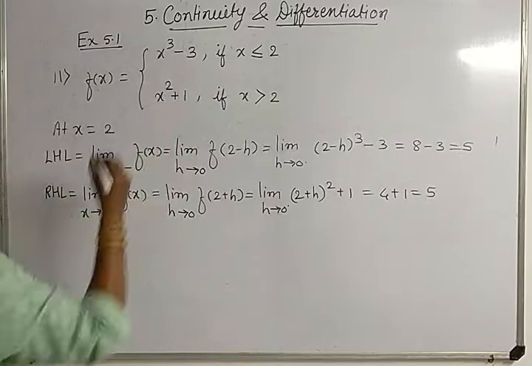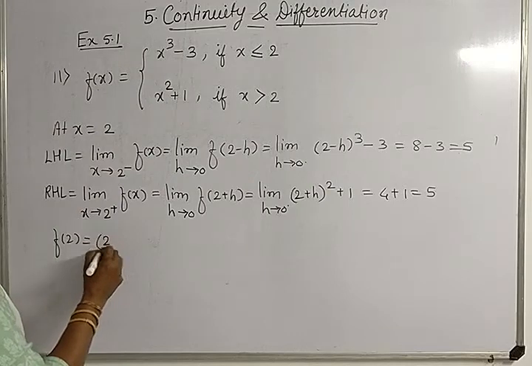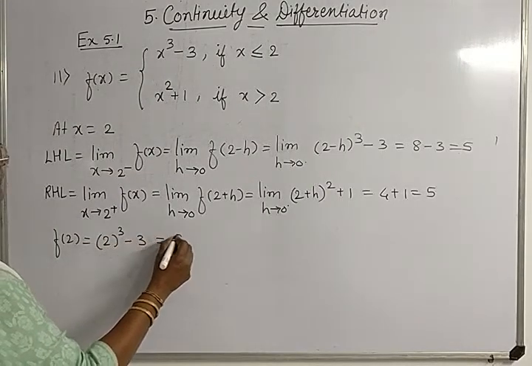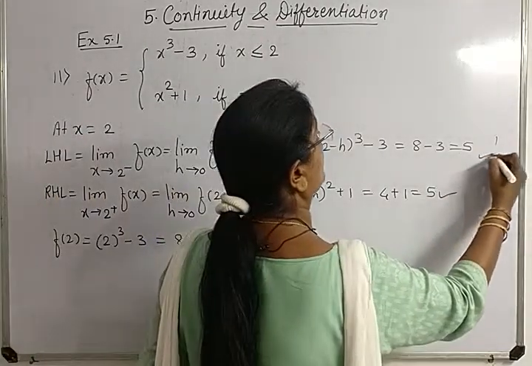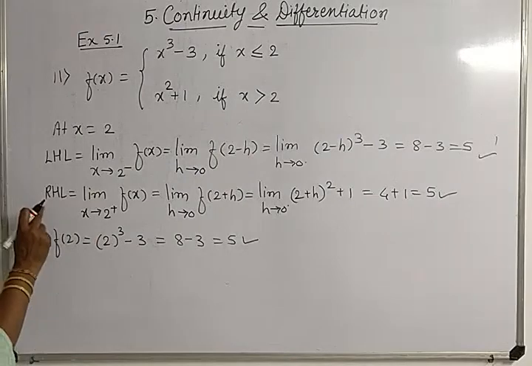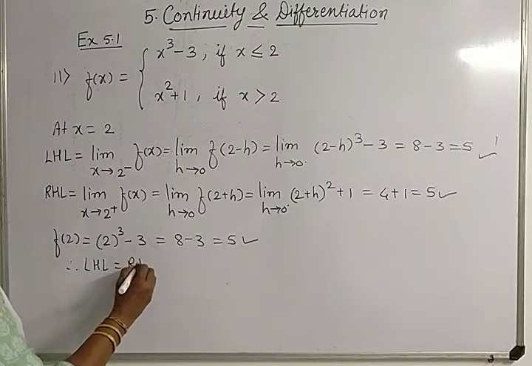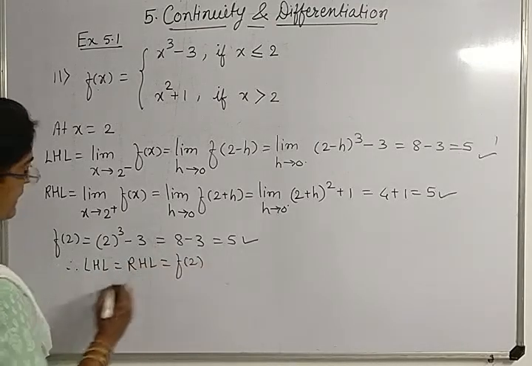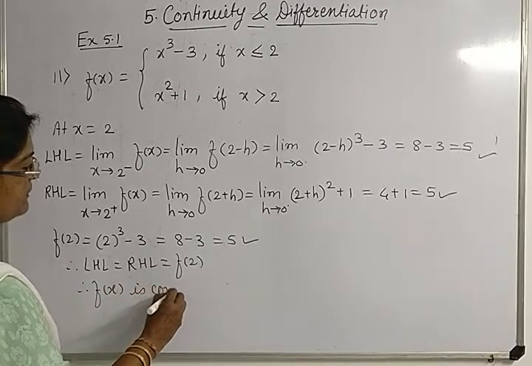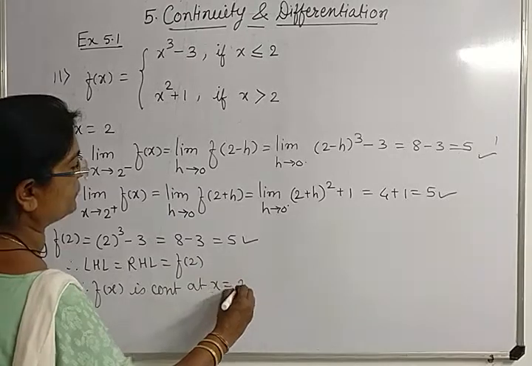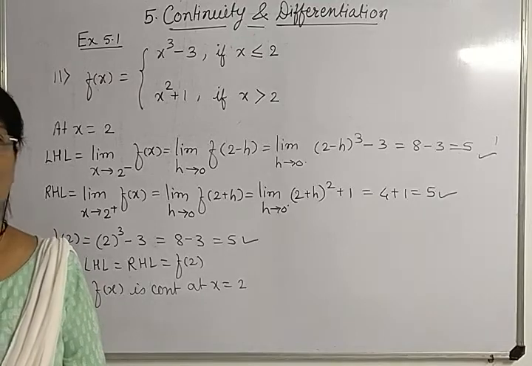Now we check for x equal to 2. For x equal to 2 the function is this one, that is f of 2 equal to 2 cube minus 3, that is 8 minus 3, again it is 5. So all the three values are equal, that is left hand limit equal to right hand limit equal to f of 2, and therefore f of x is continuous at x equal to 2. So like this the remaining questions you can do by yourself.